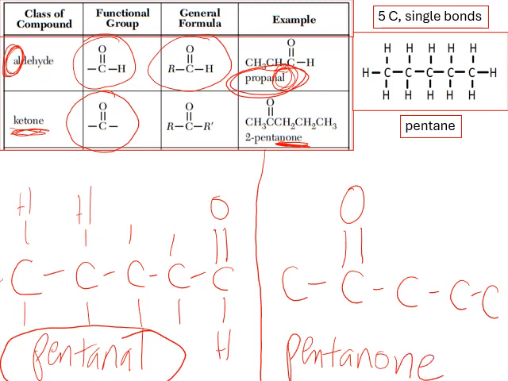So pentane becomes pentanal if you've got the double bonded oxygen on the very end, and pentane becomes pentanone if the double bonded oxygen is somewhere on the interior, somewhere in the middle. As long as it's not on an end, either all the way on the left or all the way on the right, it counts as the middle. So that's pentanone now.